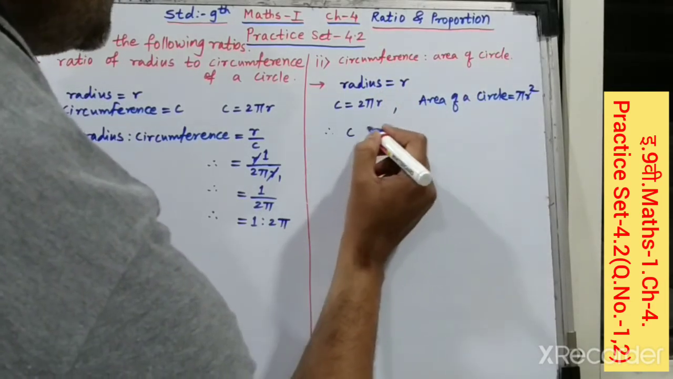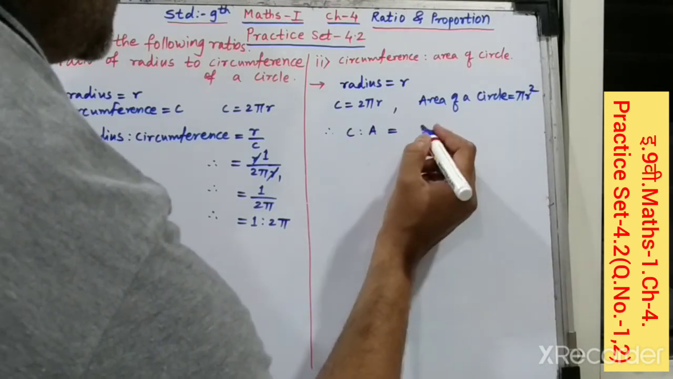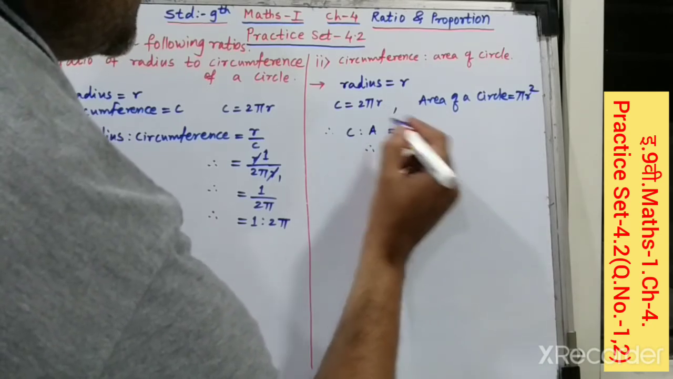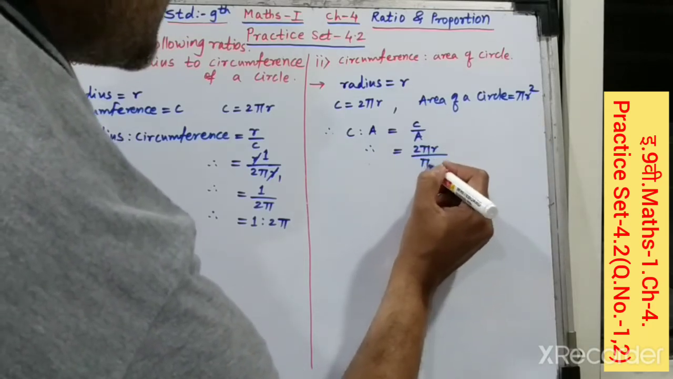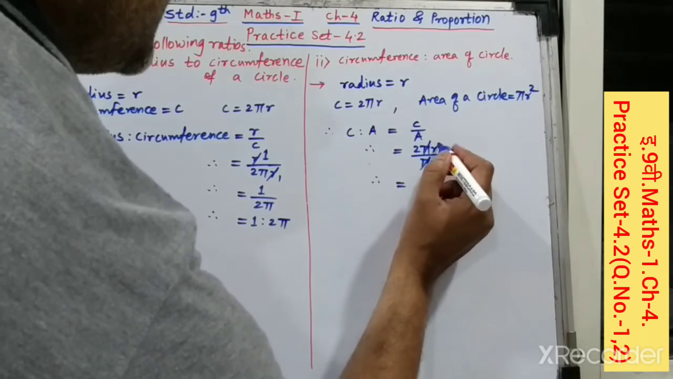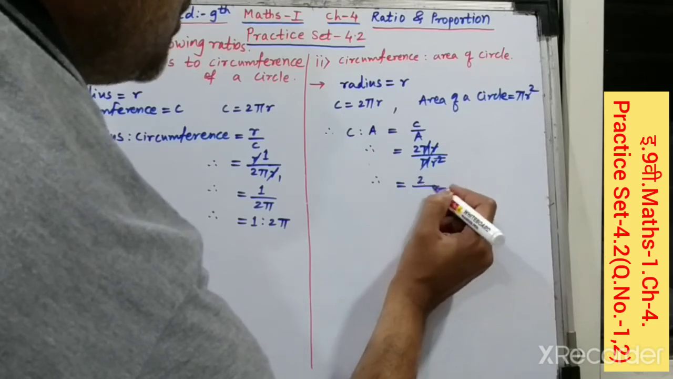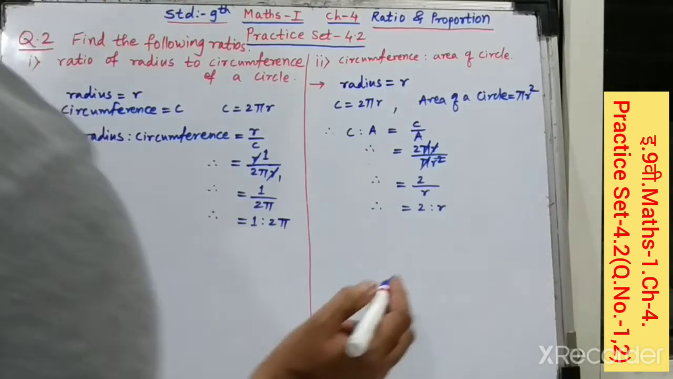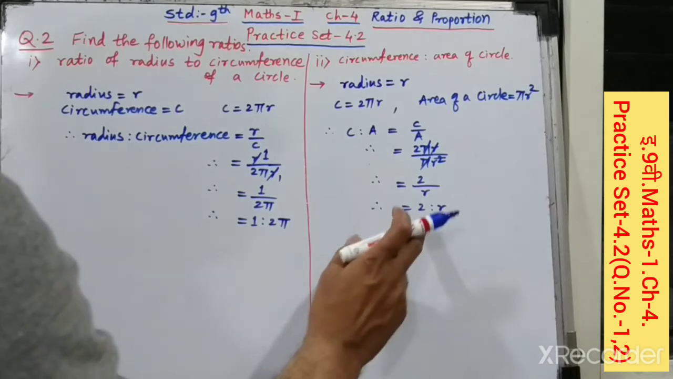So C to A, means area. So C upon A here. So C is circumference. So 2 pi r upon area is pi r square. So pi gets cancelled and r is cancelled with this r. So the remaining terms are 2 upon r. So the ratio is 2 to r. So the ratio of circumference of circle to the area of circle is 2 to r.